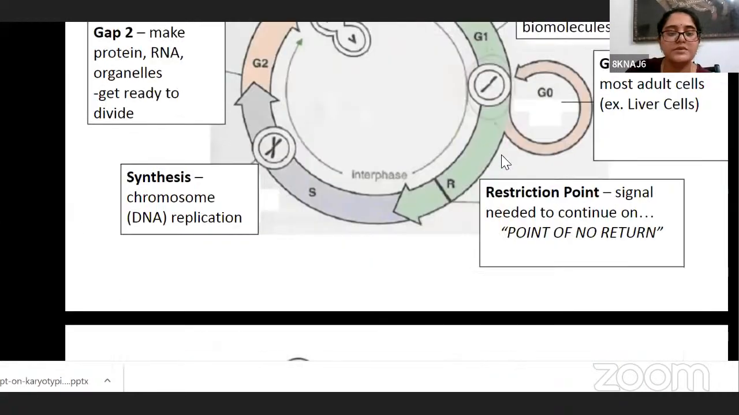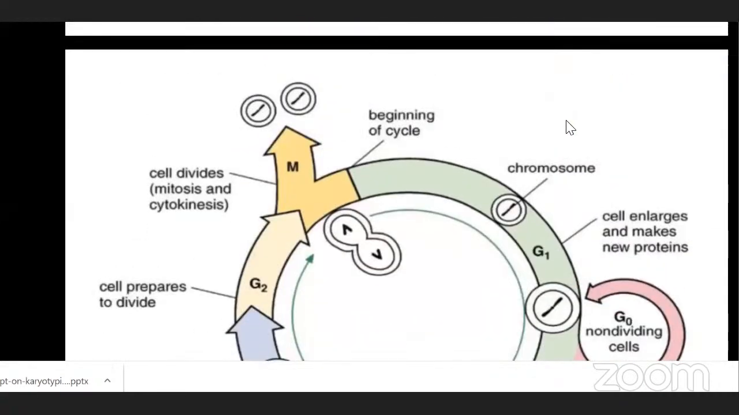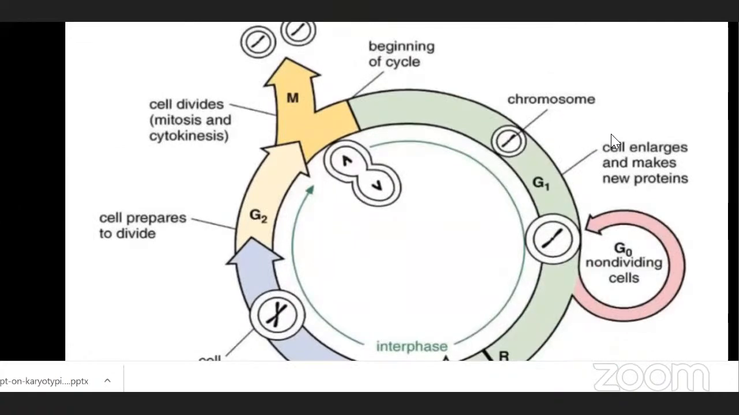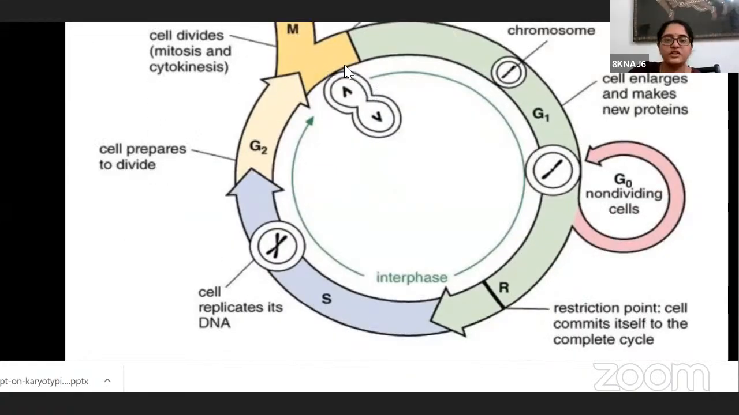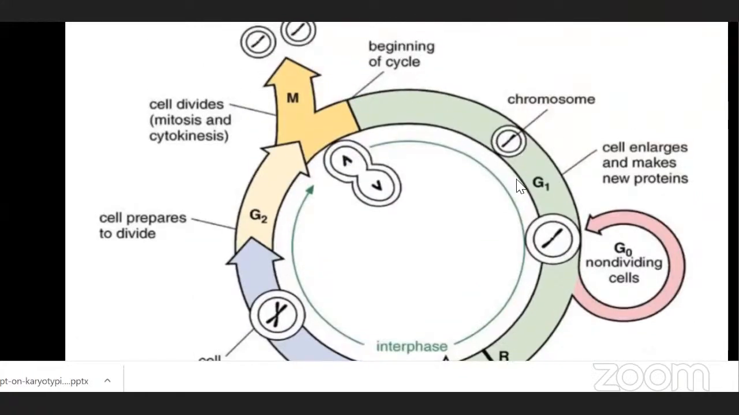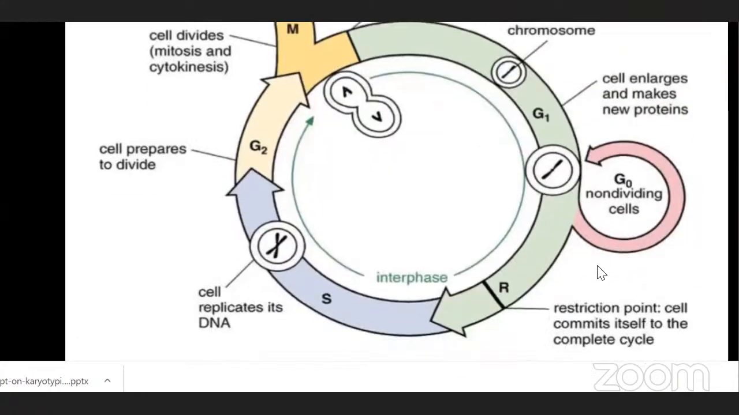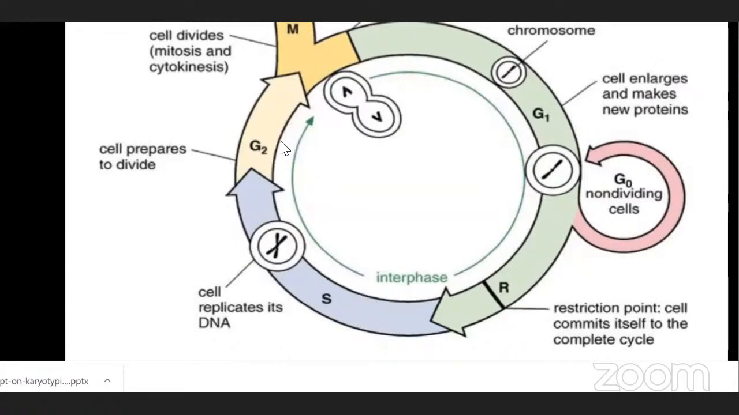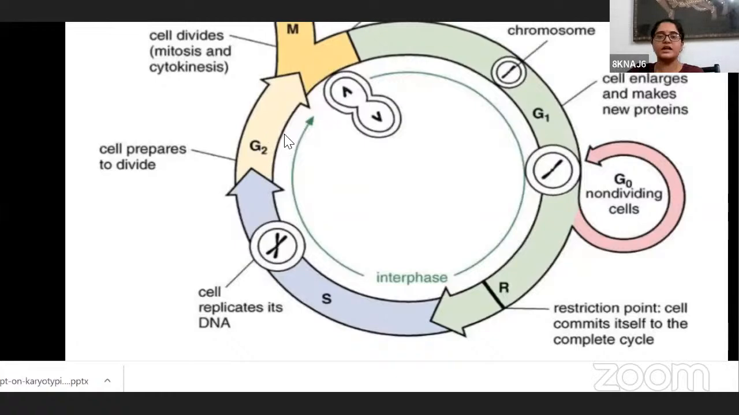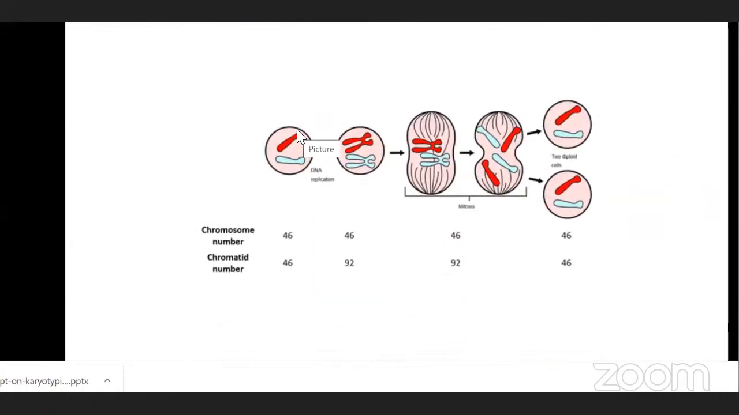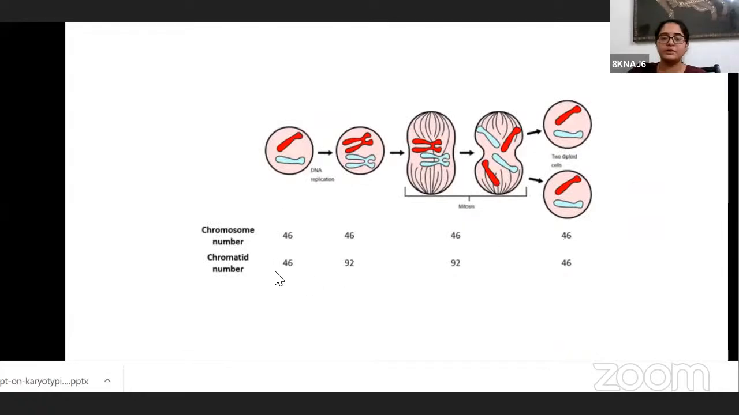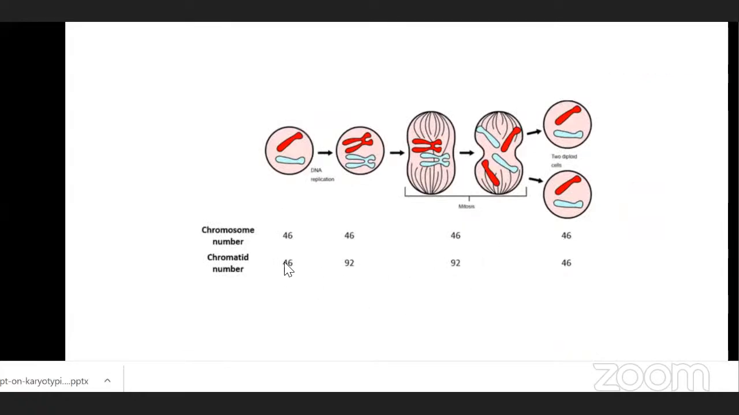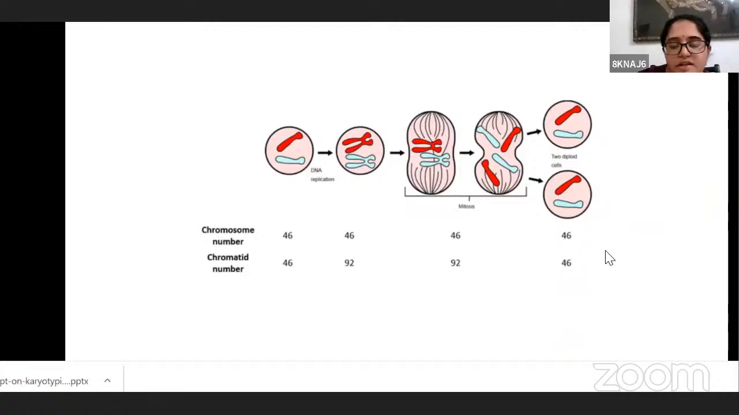Again, like I told you, when it comes to mitosis, you get to see this cell division. This is the mitosis and cytokinesis. This is the G0 or the non-dividing phase. And this is the restriction point. And then this is the cell replication in the S phase. And then this is where the G2 phase comes in, wherein the cell division is getting to be done. So the number of chromosomes and the number of chromatids: chromosome numbers will be the same, but chromatid numbers will double.